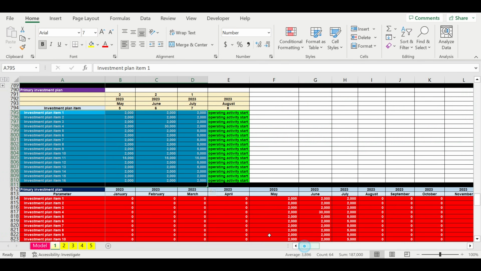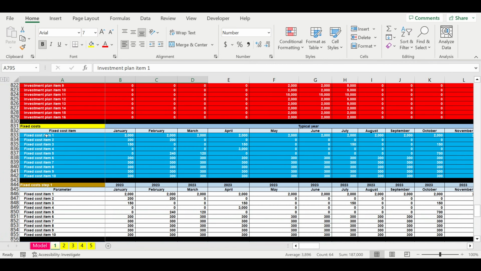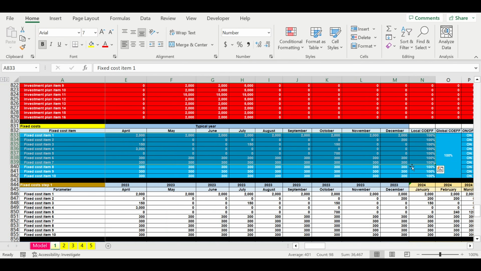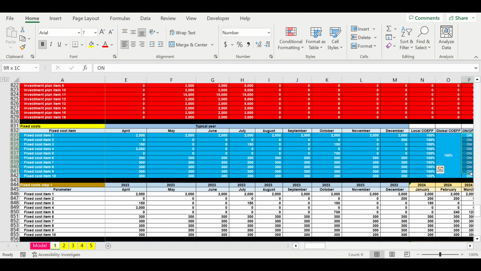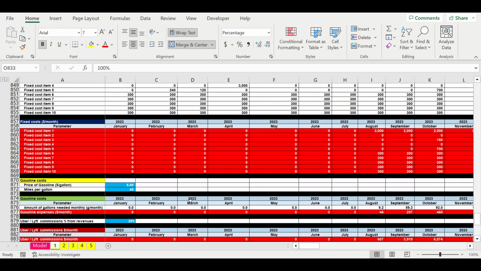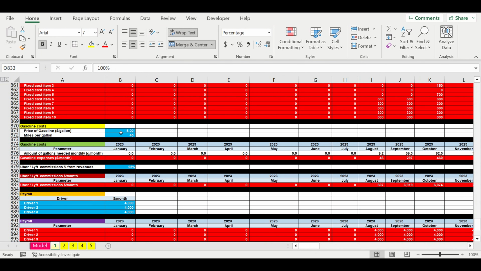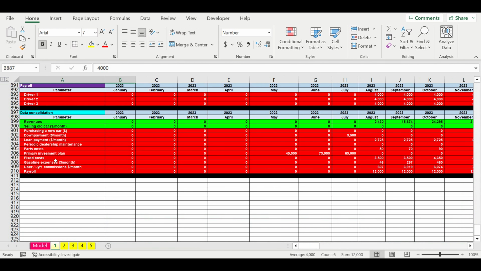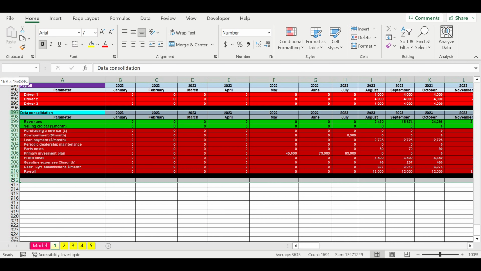Then we take into account fixed costs. This is the typical year. We can switch on and off different costs. We have local and global coefficients for fixed costs. Then we are talking about gasoline, commissions to Uber and Lyft, payroll, driver's payroll. Then we consolidate all the revenues and expenses from this one car and put them on the next tab.